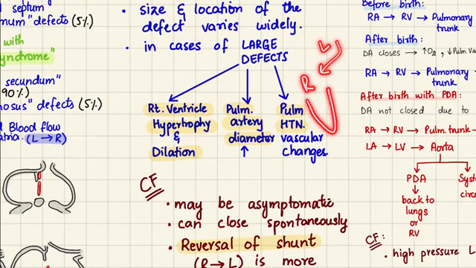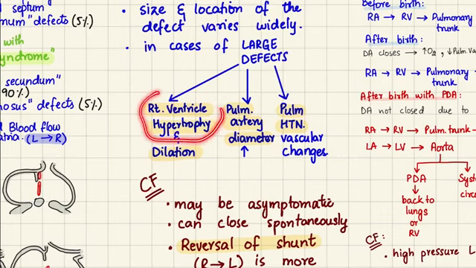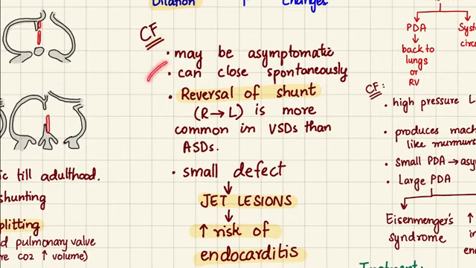The right side of the heart will be congested, and due to volume overload, that will cause right ventricular hypertrophy, dilation, and the pulmonary artery diameter will be increased. This will cause pulmonary hypertension, vascular changes, etc. Regarding the clinical features, they may be asymptomatic. These defects can close spontaneously as well, and as I said before, the reversal of shunt is more common in VSDs than ASDs.